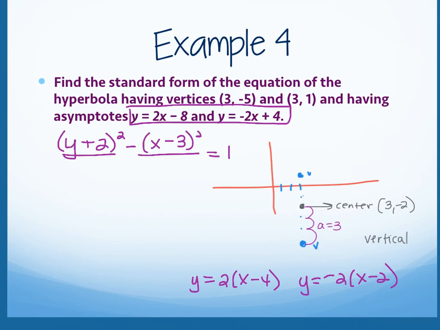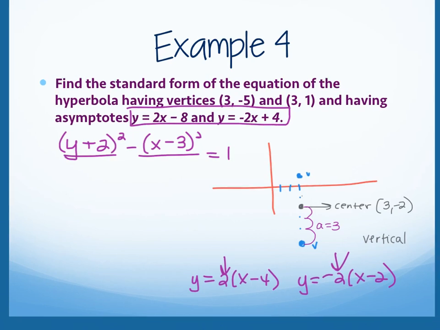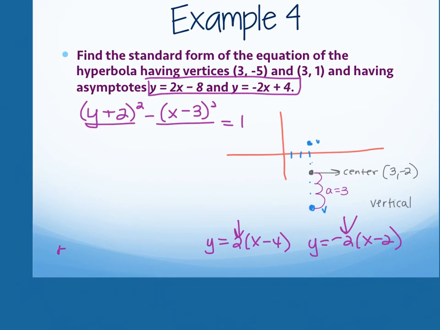So then what's in front of it is your either A over B or B over A, depending on your axis. This is a vertical one, which means positive and negative 2 equals positive and negative A over B. They should both be the same number. One should be positive and one should be negative. So it doesn't matter which one you grab.